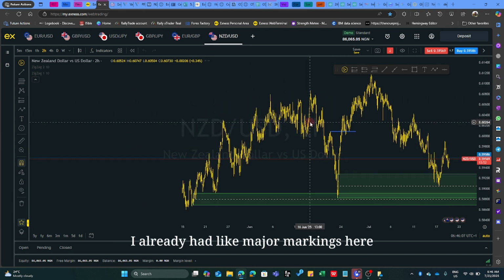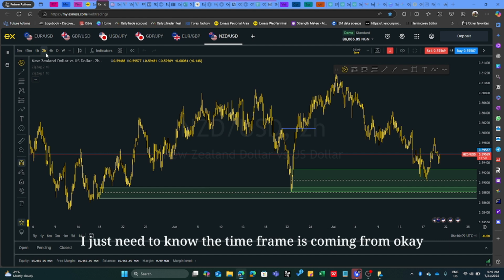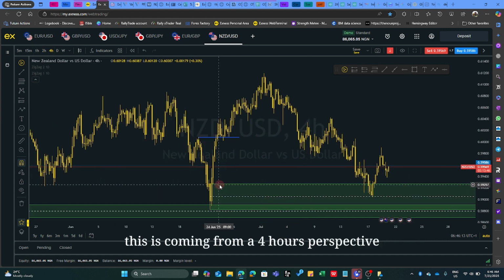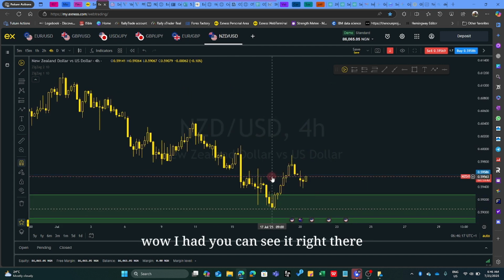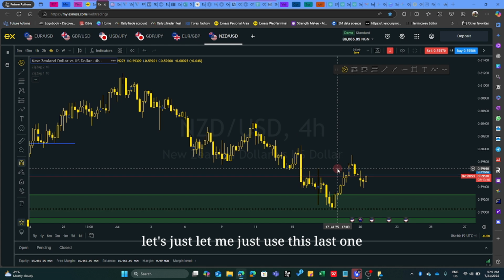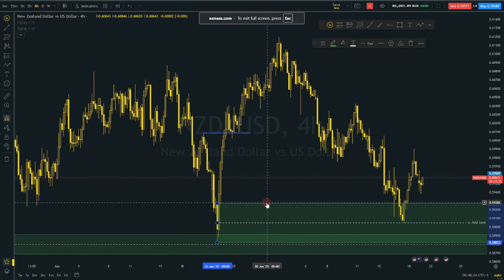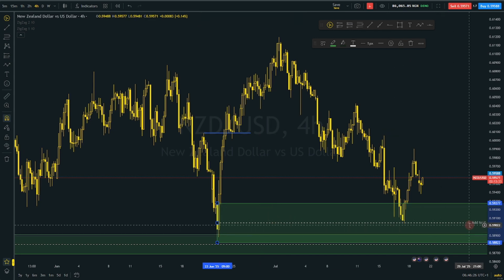I already had major markings here. I just need to know what time frame this is coming from. Okay, this is coming from a 4 hours perspective. Wow, you can see it right there. Let me just use this last one to show what I was saying. So this is a 4 hour zone, which I had here already.